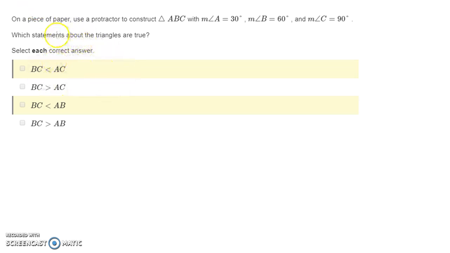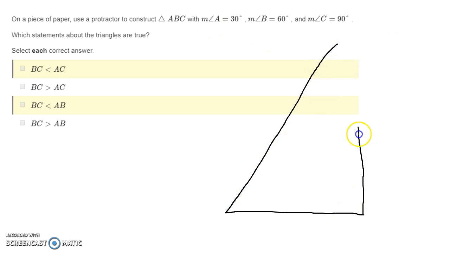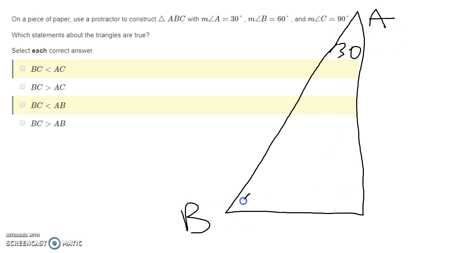So it says, on a piece of paper, use a protractor to construct this triangle ABC with these angles. And so it will look like this: A is 30, that's this one up here. B is 60, that's this one right here. And then C is 90. Notice I keep using a square for 90. That's what people do. Alright, and then it wants to know which one of these is true.